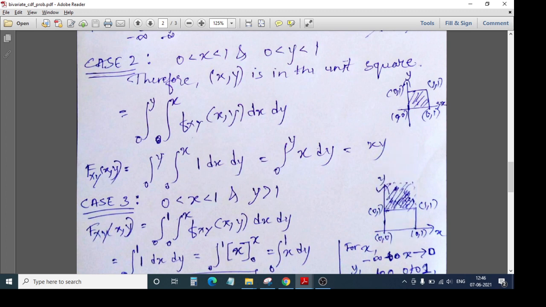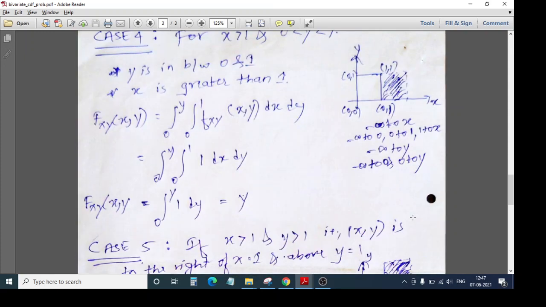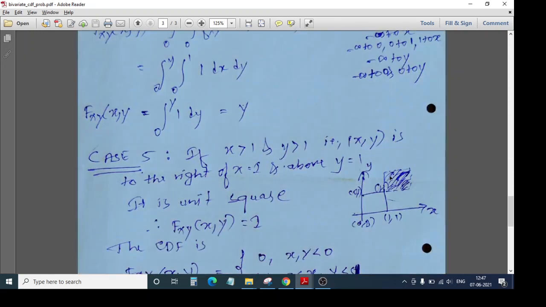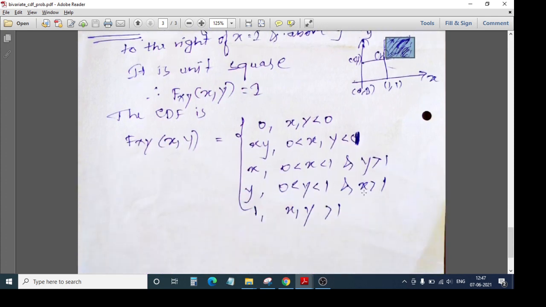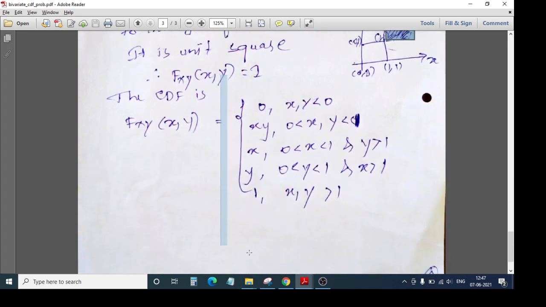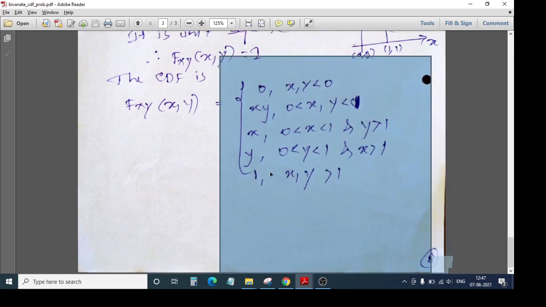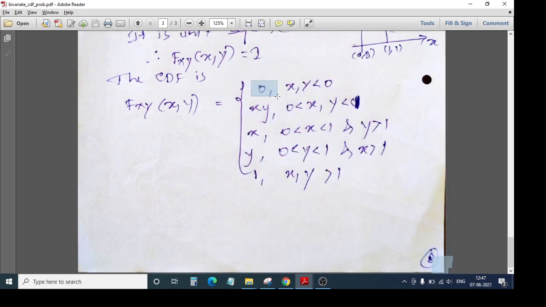This strip was covered, and this strip was covered in case number 1. Then what's remaining? Only this strip was remaining, and that we have covered in case number 5. So therefore, you can see this could be summarized like this: for x less than 0, it is 0, and when y is less than 1, you have xy.